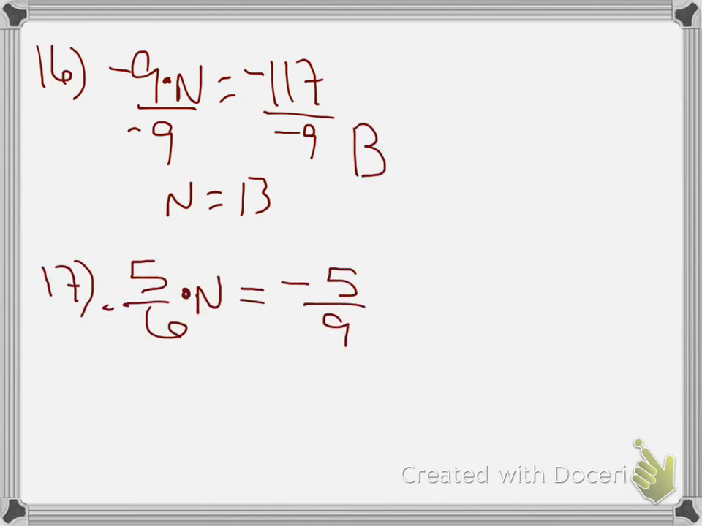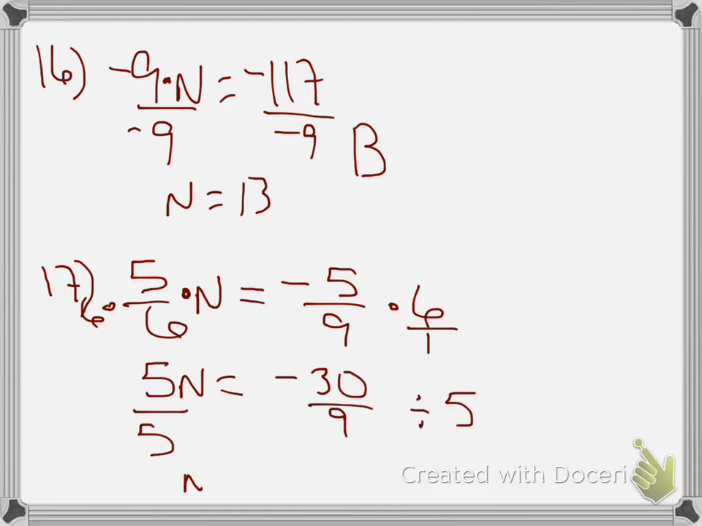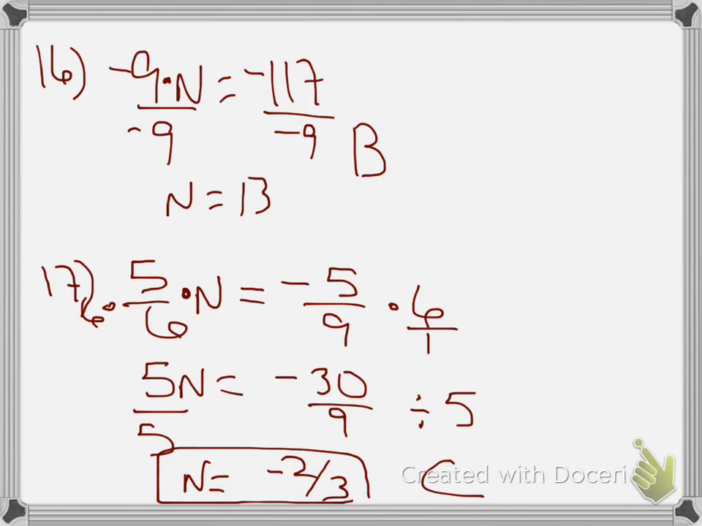5/6 of a number is equal to negative 5/9. Multiply by 6, divide by 5, and you would get negative 2/3. Some of y'all are going to be like, oh, but it's so hard. I'm trying to sound as whiny as y'all sometimes.